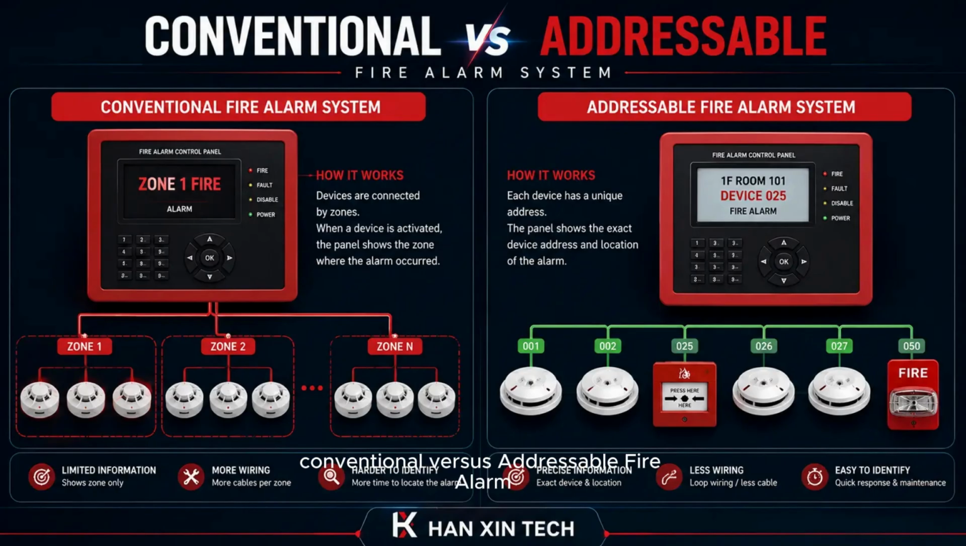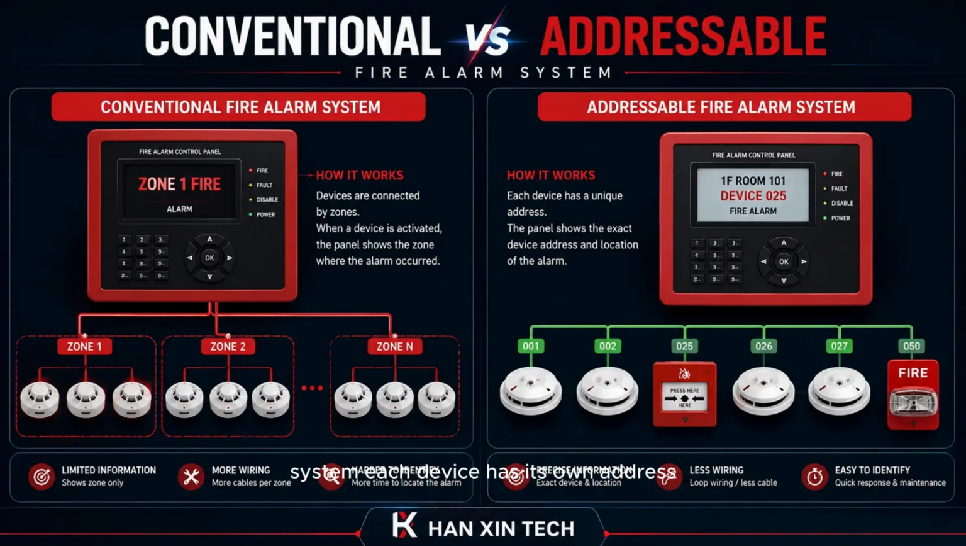5. Conventional versus addressable fire alarm. There are two common types of fire alarm systems: conventional and addressable. In a conventional system, devices are connected by zones. For example, the panel may show Zone 1, fire alarm. The panel may not identify the exact detector.